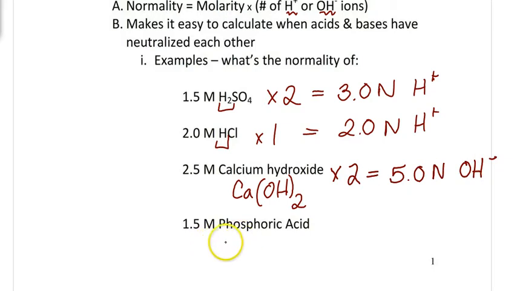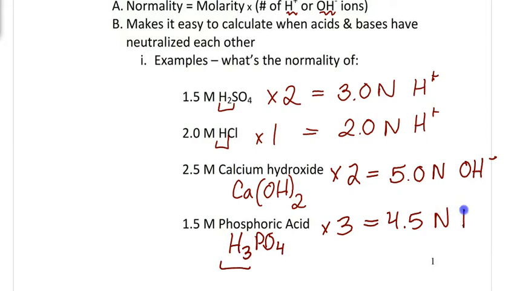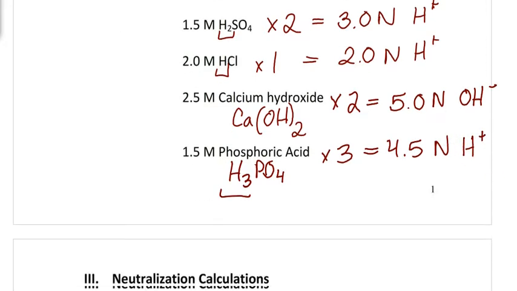And phosphoric acid, try this one on your own. Phosphoric acid is H3PO4. So there's 3 acidic hydrogens, so we'll need to triple the molarity to get 4.5 normal of acid. Great. So now we're going to use those in some calculations.